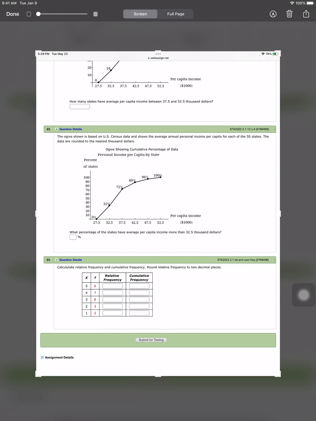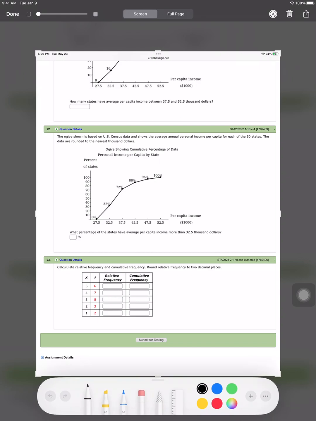All right. Now we're looking at question number 23 down here. Let's go through some things first. First things first, the first column right here represents the value that you're looking for. So what happens right here, this says that the number 5 occurs 6 times in the distribution.